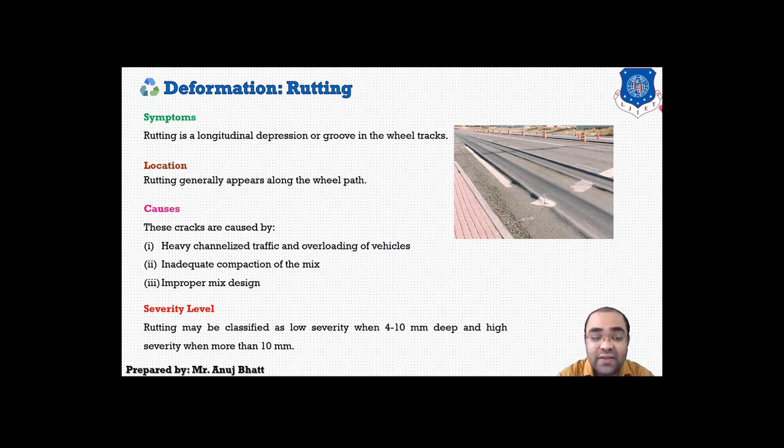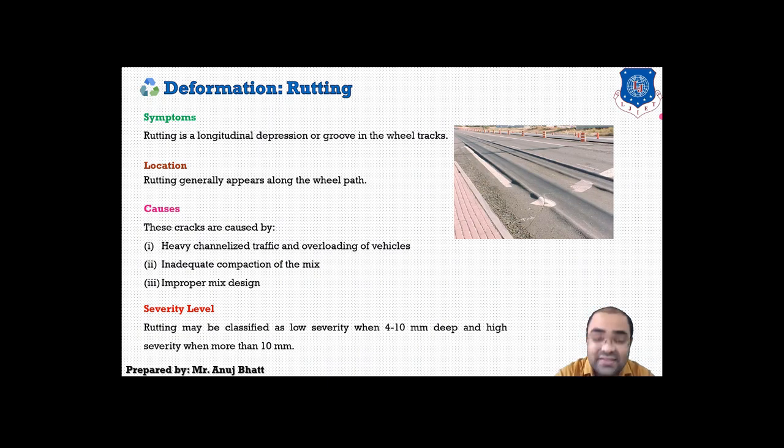The next is improper mix design. Wherever you are applying bituminous mix and that mix is not properly designed, this kind of deformation can occur. The next is the severity level. Rutting may be classified as low severity when the rutting is 4 to 10 mm deep. If the depth is more than 10 mm, it is considered high severity rutting.